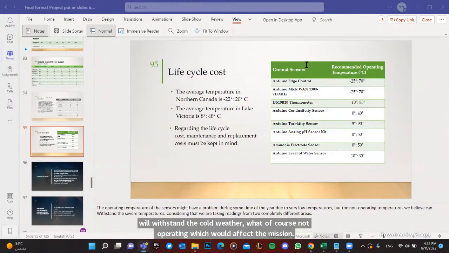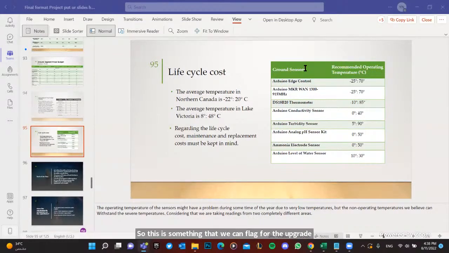So this is something that we can flag for the preliminary phase. They can induce some designs or some ways to protect the equipment from these extreme weather conditions while keeping them operational at the same time.